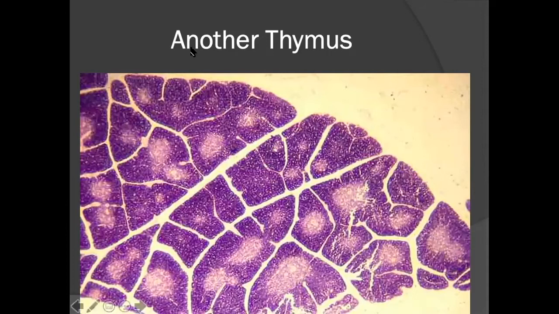All right. So expect to see this picture on the exam. Looks like a leaf, big white spots. So you have to identify this as the thymus.